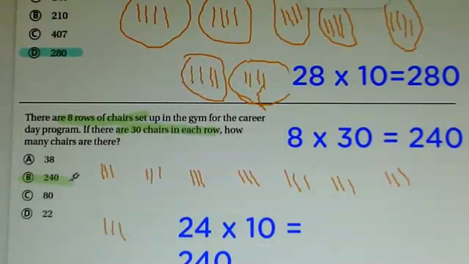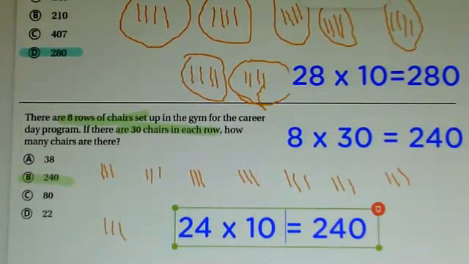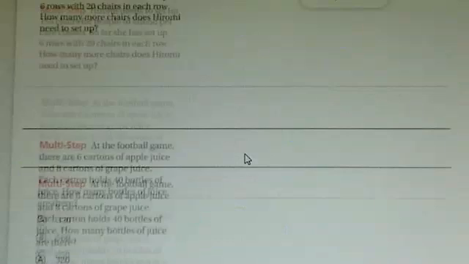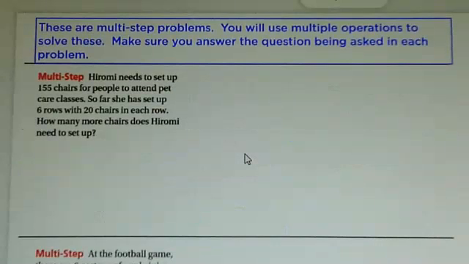240 chairs. Okay, I'm hoping you guys got all of these correct. I know you've been doing a good job on this, so I cannot wait to see what you do on the next page. This next page is your multi-step problems, and this is what I will be grading today, this page. All right, good luck. Don't forget to show your steps and show your work.